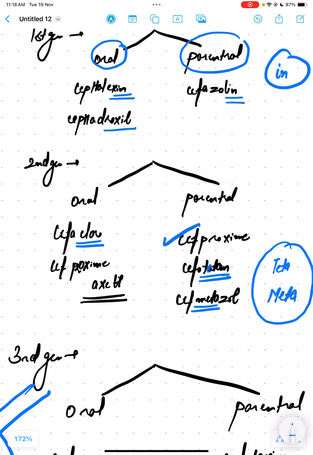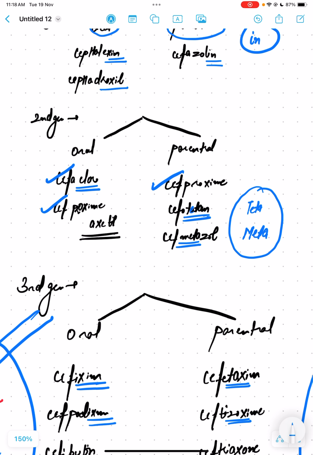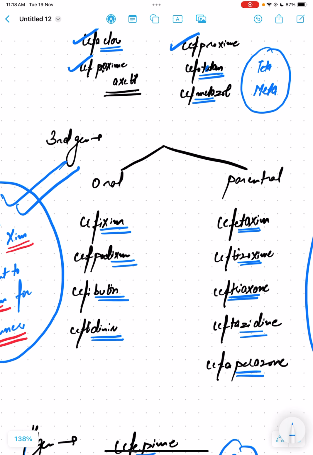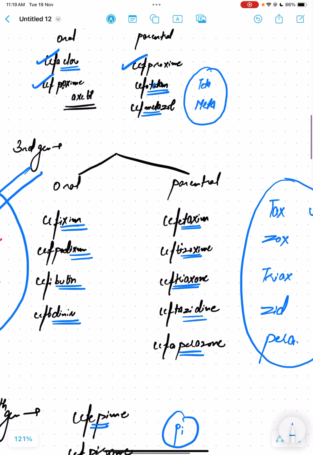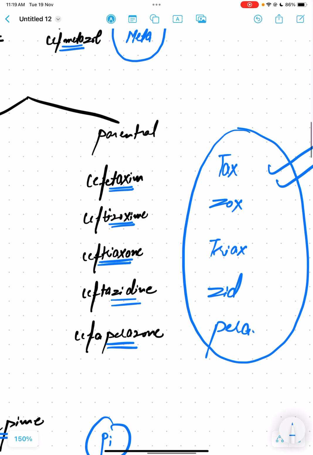It is very easy, I think, so you can remember it very easily. The third generation involves oral and parenteral drugs. In the oral you can remember with the mnemonic Mr. and Mrs. Zim went to Bhutan for dinner. It involves cefixime, cefpodoxime, ceftibuten, and cefdinir. And in the case of parenteral you can remember tax, zox, triax, zid, and para. What are the drugs involved? That is cefotaxime, ceftizoxime, ceftriaxone, ceftazidime, and cefoperazone.